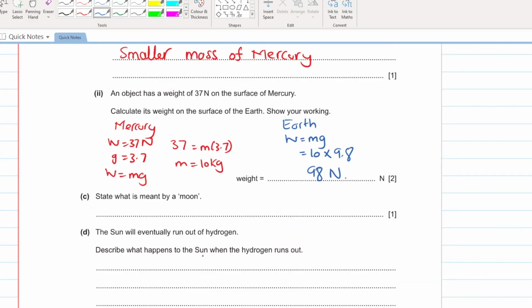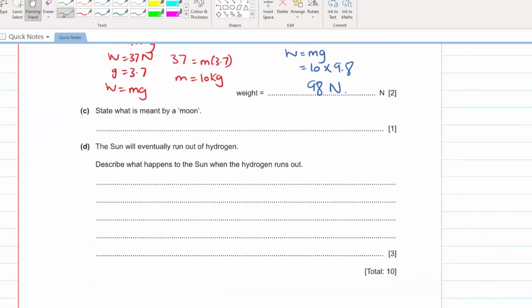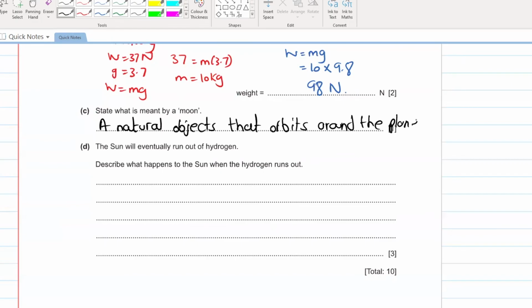Simple as that. State what is meant by a moon. A natural object that orbits around the planet. You can say a natural object that orbits around the planet. Simple as that, nothing complicated. If you remember, we termed moon as natural satellite as well. Yes, very good. Let's further move ahead.